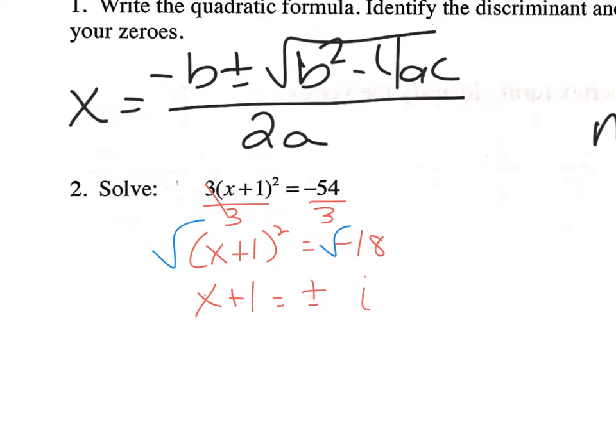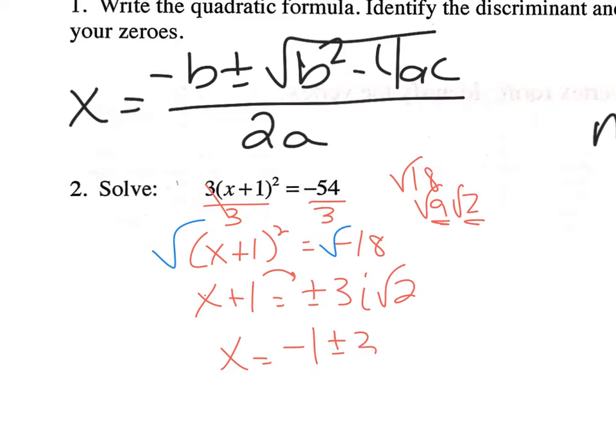Take out the i, and let's break down the 18. 18 is really 9 times 2. The square root of 9 is 3, so it comes out. Square root of 2, I do not know, so it just stays in there. And then to finish it up, I'm just going to move the 1 to the other side, make it negative 1, plus or minus 3i root 2 on 2. It needs to look just like that. That's what your answer should look like, number 2. All right, let's keep going.